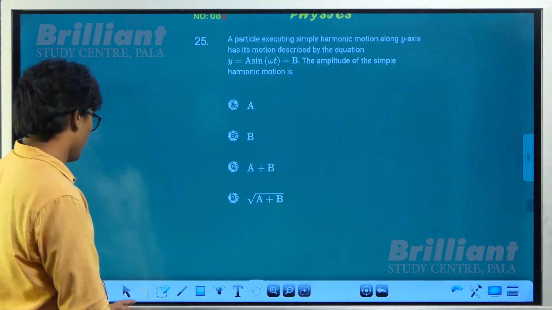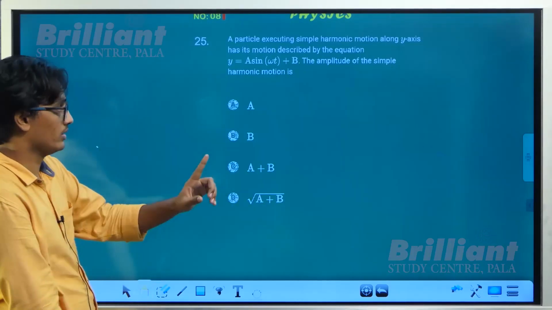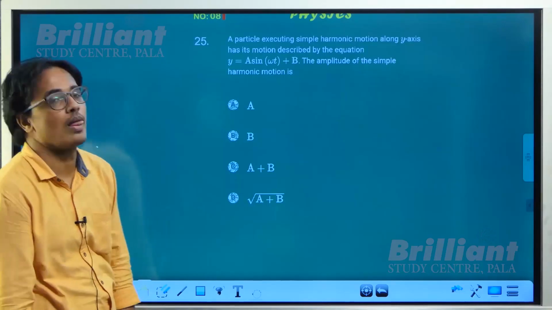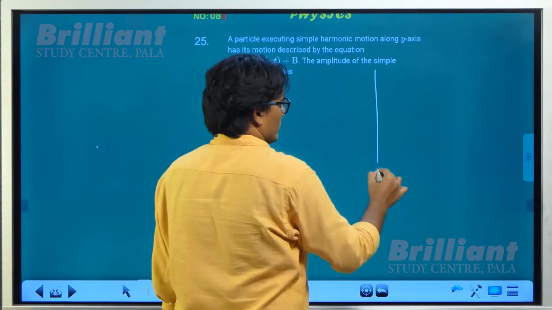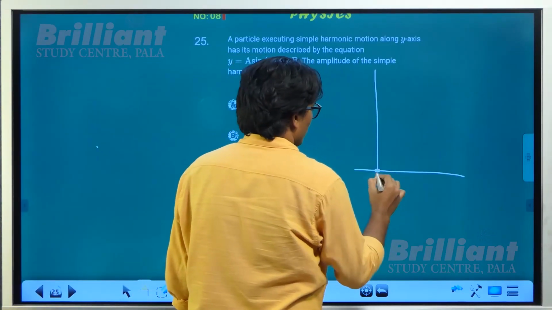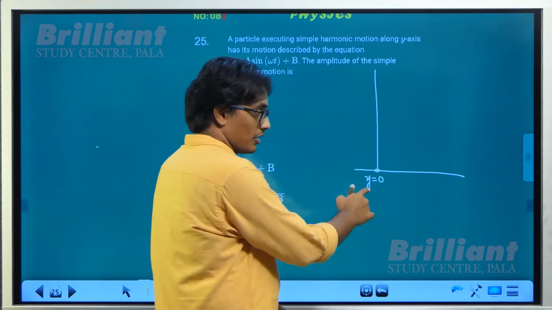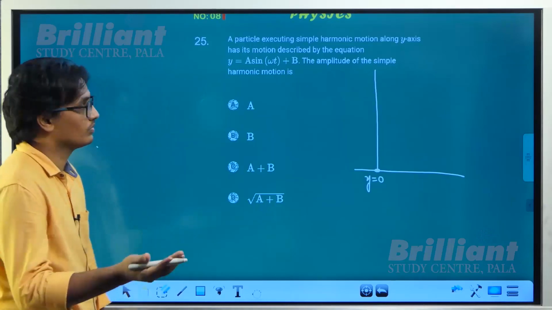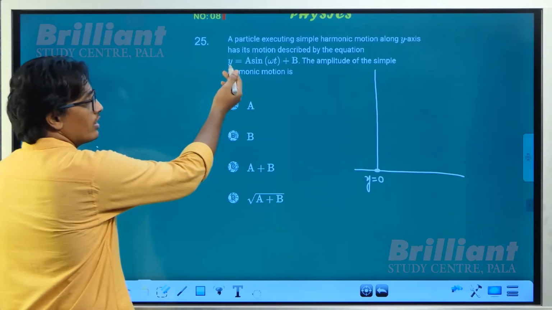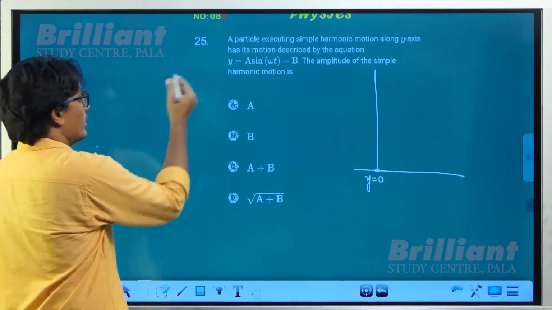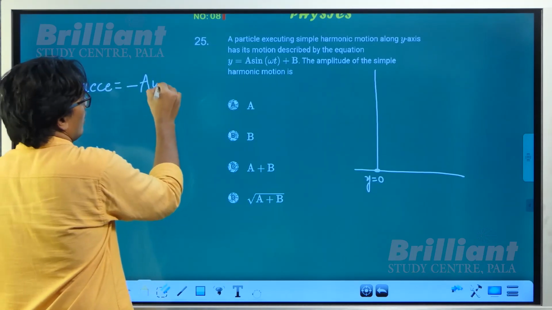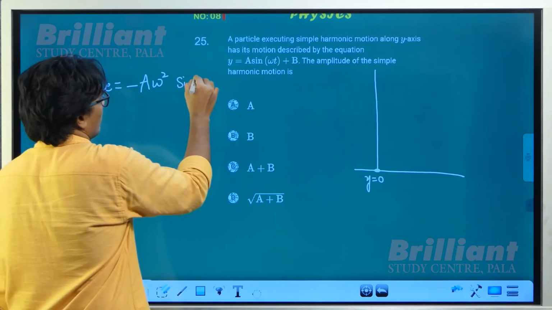A particle is executing SHM along the y-axis, and its motion is described by this equation. The amplitude of the motion is? So it is moving along the y-axis. Here y equal to 0 is not the mean position. This is the y coordinate. If you want to find the mean position, differentiate this and you get velocity. Differentiate again and you get acceleration. So acceleration is minus a omega square sine omega t.